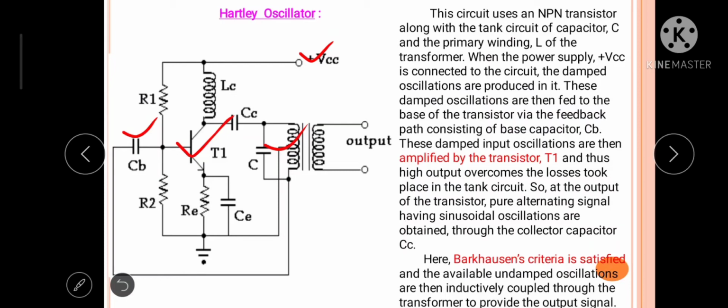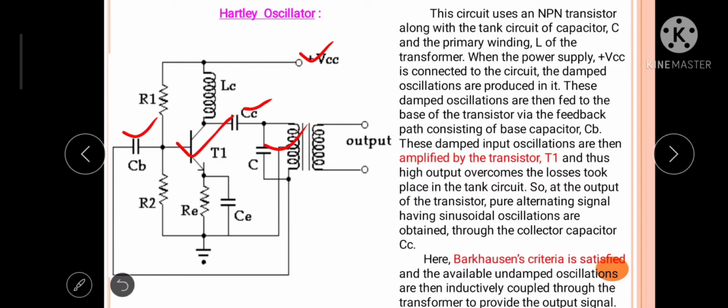These damped input oscillations are then amplified by the transistor T1, and thus the high output overcomes the losses that took place in the tank circuit. So at the output of the transistor, a pure alternating signal having sinusoidal oscillations is obtained through the collector capacitor CC. Here the Barkhausen criteria is satisfied.